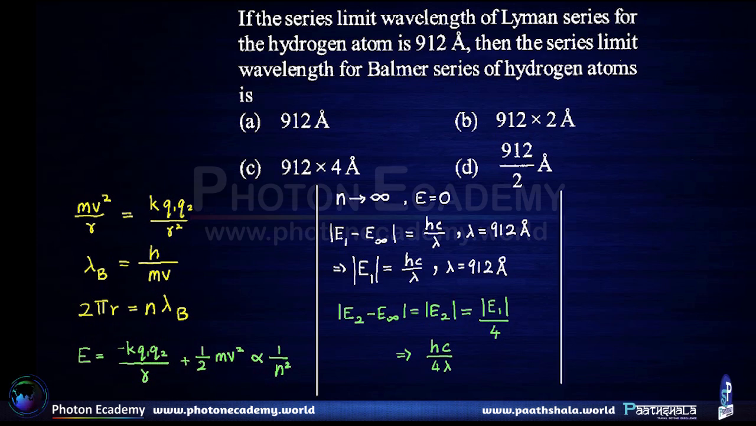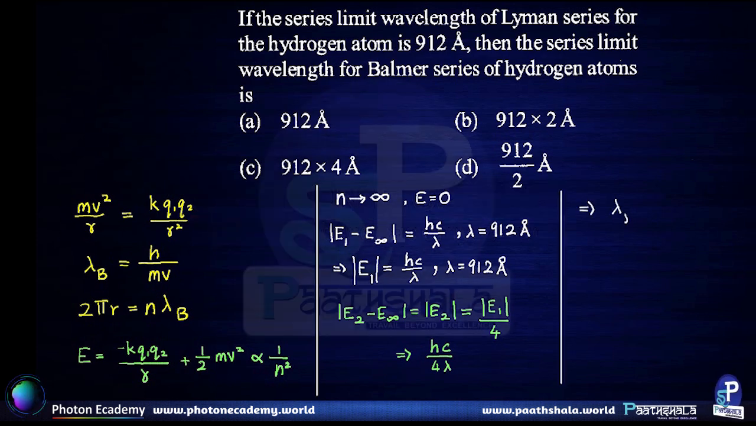Therefore, we can determine that the required wavelength, which is the series limit for the Balmer series, would be equal to 4 times 912 angstroms. And hence option C is the answer.